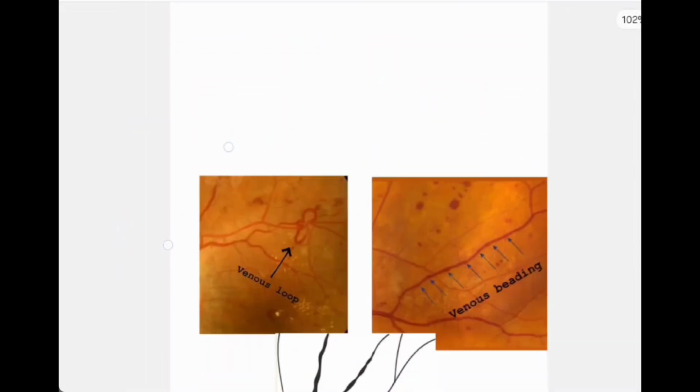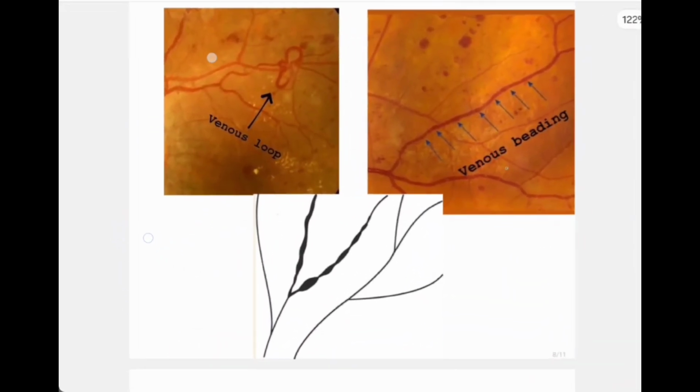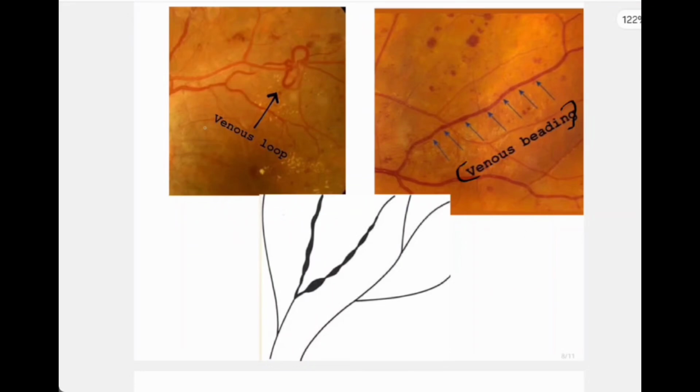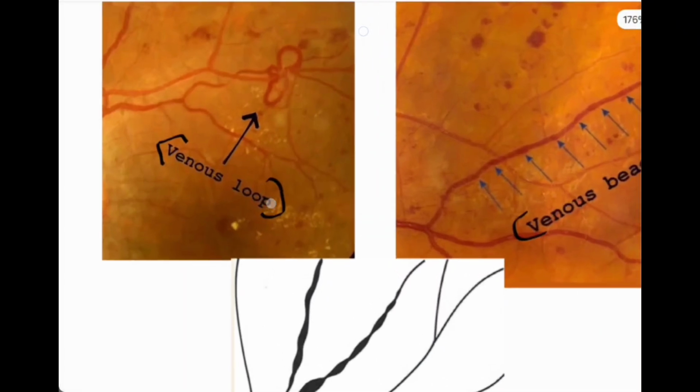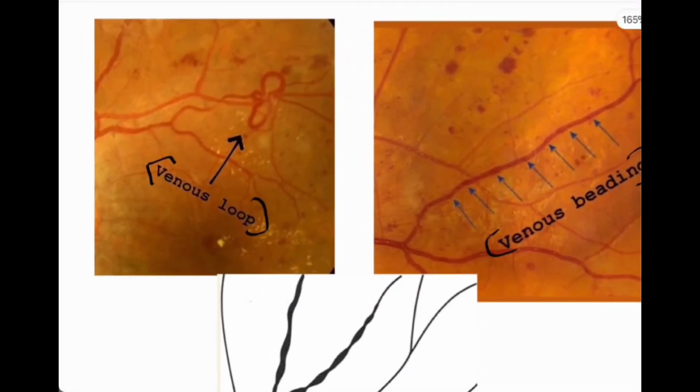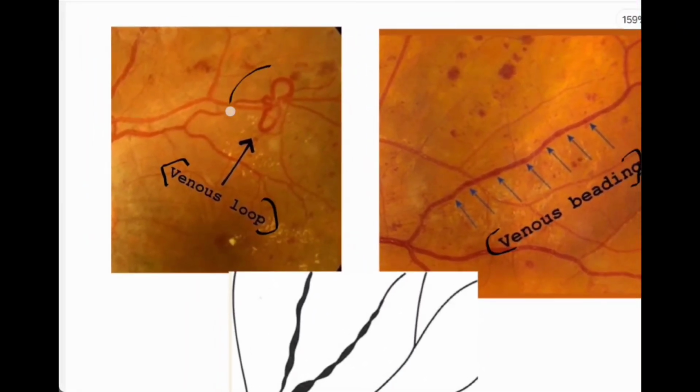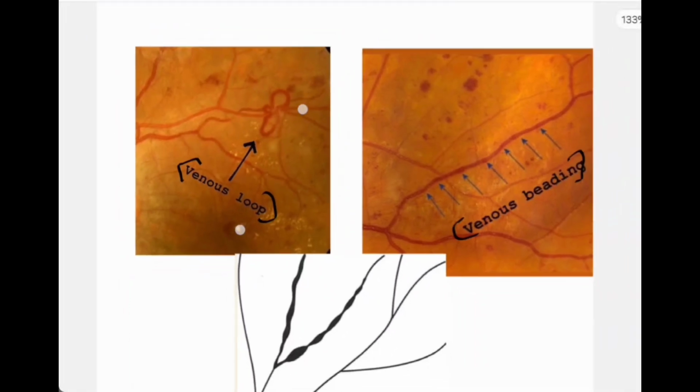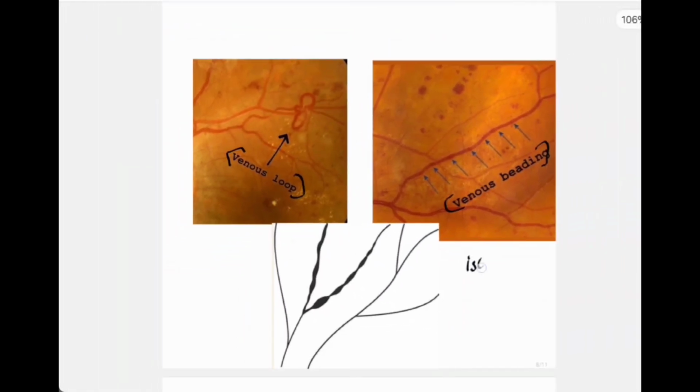Venous loops and venous beading are indicative of extensive ischemia of the retina and manifest as saccular bulges in the wall of the vein. They are seen frequently adjacent to areas of nonperfusion. They reflect increasing retinal ischemia and are the most significant predictor of progression to proliferative diabetic retinopathy.